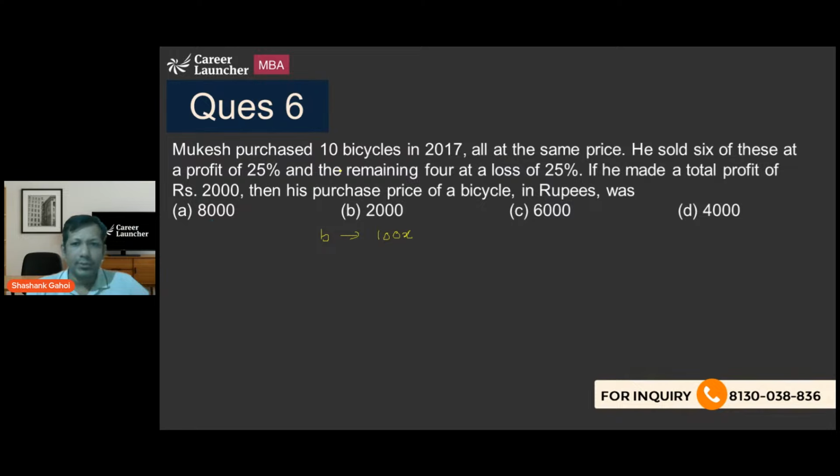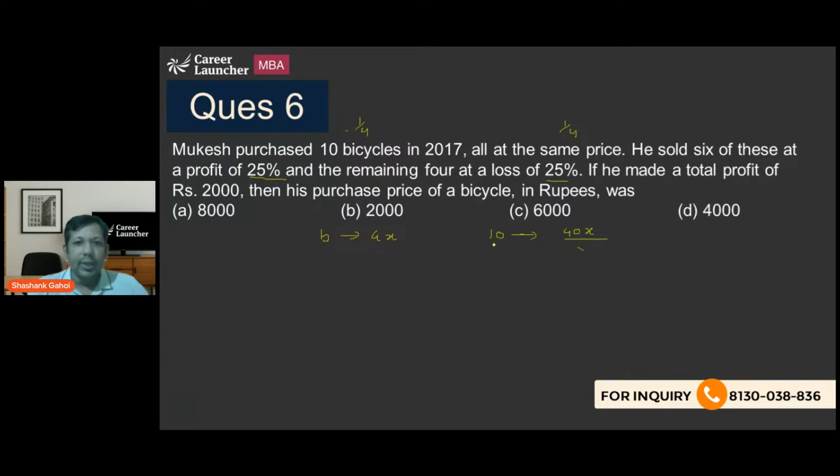But instead of 100x, this is 25%. 25% is 1 by 4, and the other is also 25%, that is also 1 by 4. So let's not go by 100x. I am just changing the number. Instead of 100x, let's assume it is 4x. So the cost price of a bicycle is 4x. How many is he buying? 10. So he must be buying at 40x. This is the total cost we have, and I need to figure out the value of 4x.